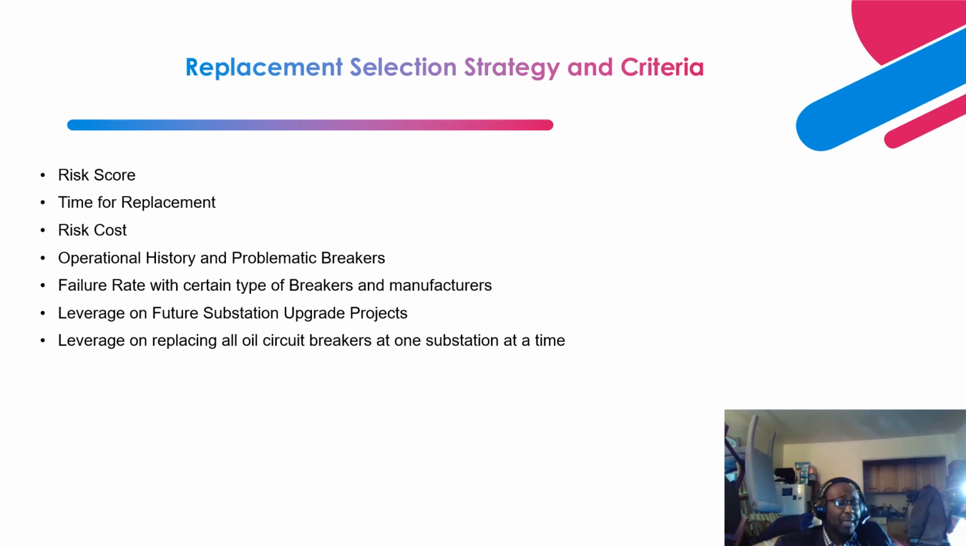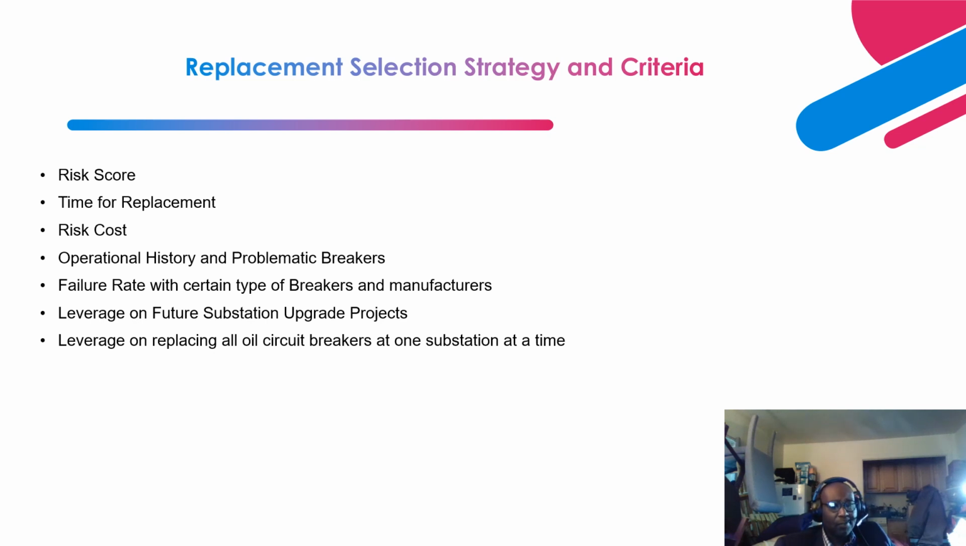So the first one is the risk score, right? The risk score can change. Let's say the asset management department provides an update every 6 months based on inspection results or testing results. They provide updates of the risk score to you.